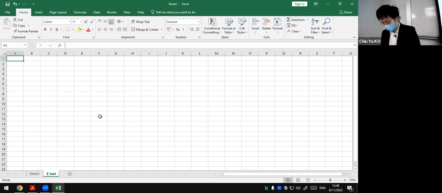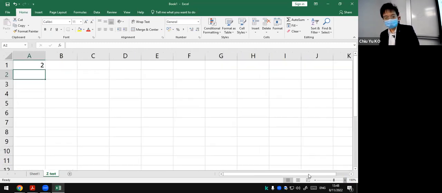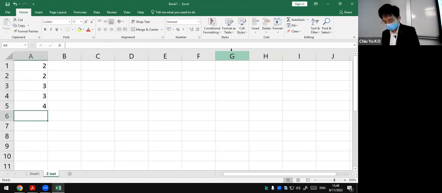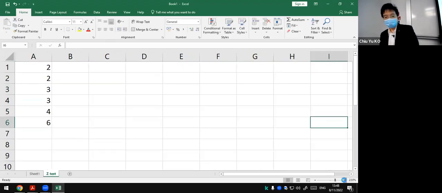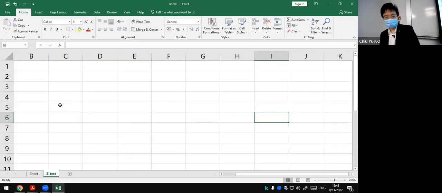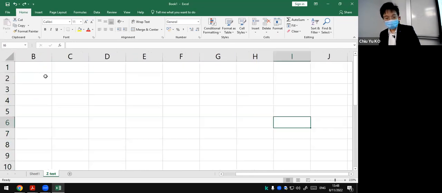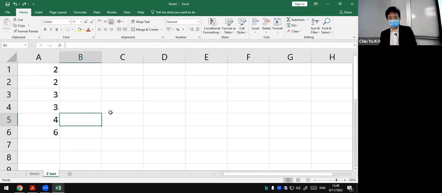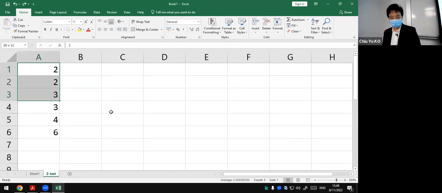I have the data. I just repeat what we have here: 2, 2, 3, 3, 4, 6. So this is data. Oh, where's data? Oh, I see. Okay. So this is the data and how can you proceed. And I want to do a Z.TEST. This is data.